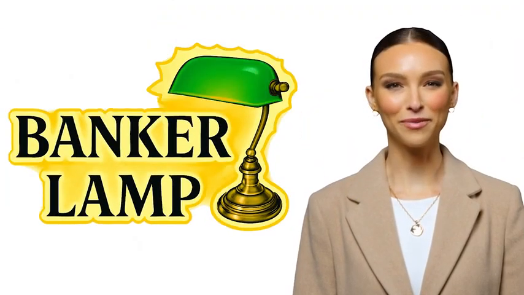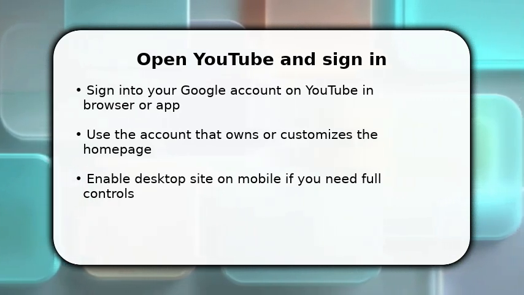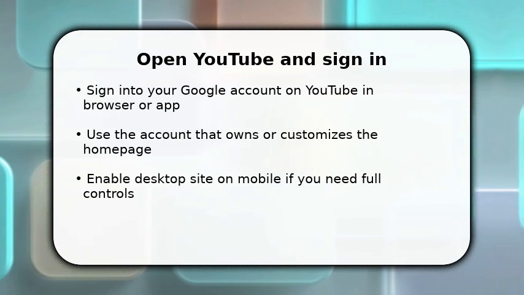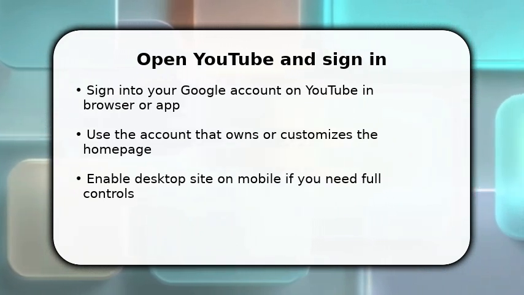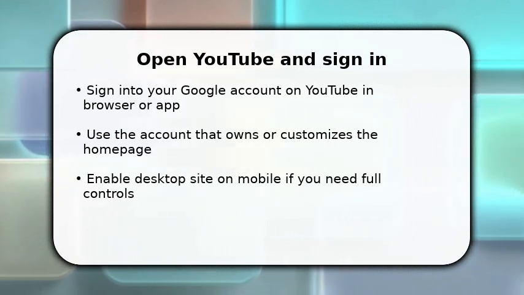You're starting on YouTube, signed into the account that shows the homepage you want to change. First, open YouTube.com or the app and go to the Home tab. Once there, locate the specific suggested video or recommended row you want removed.